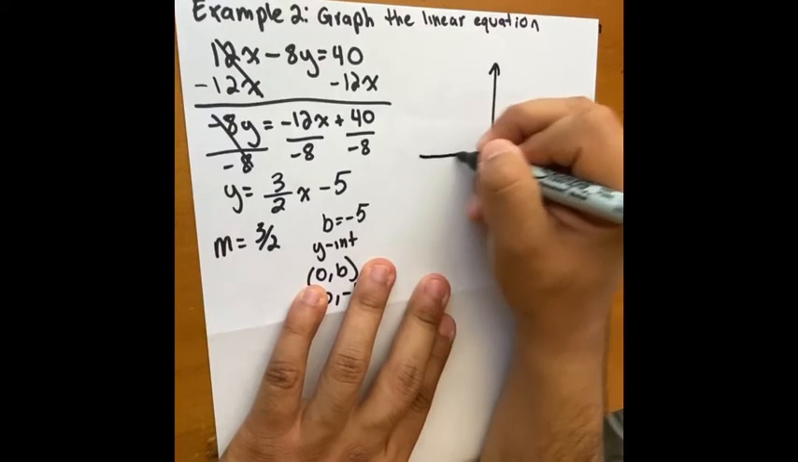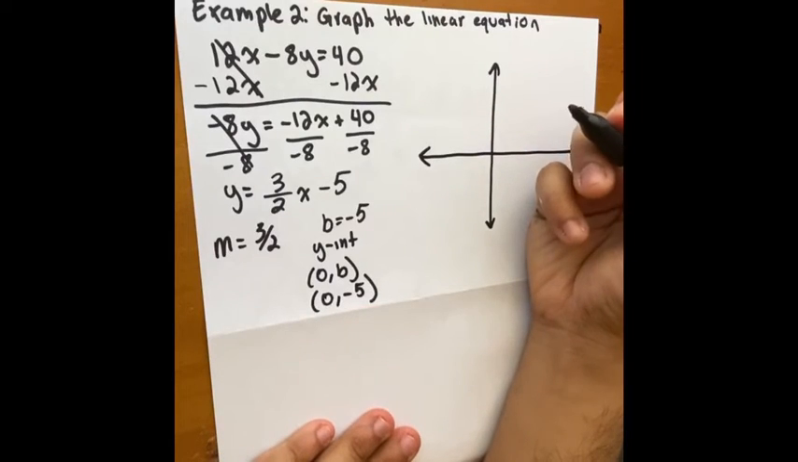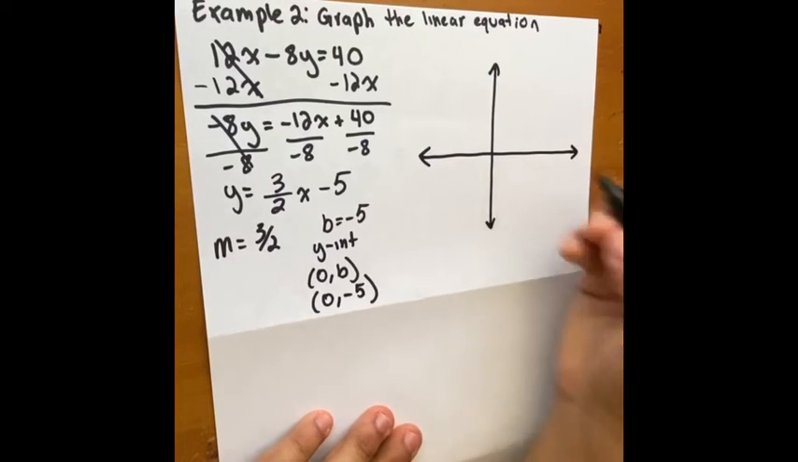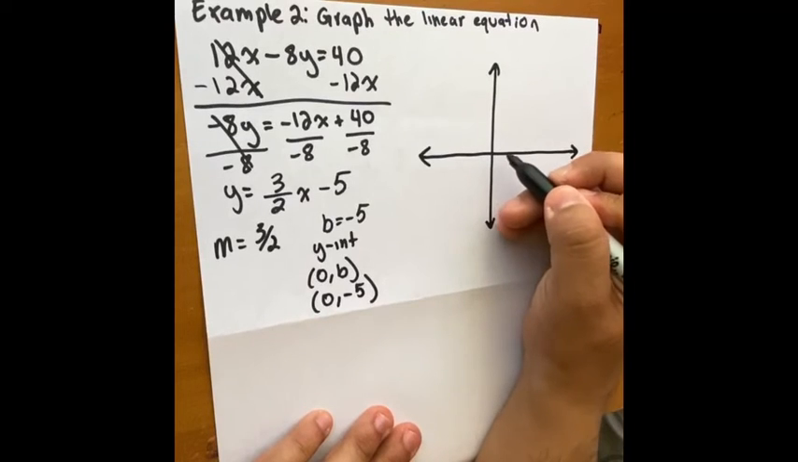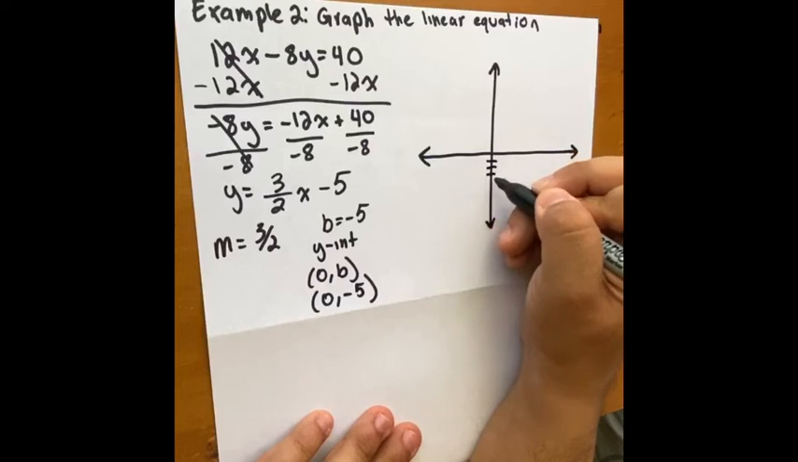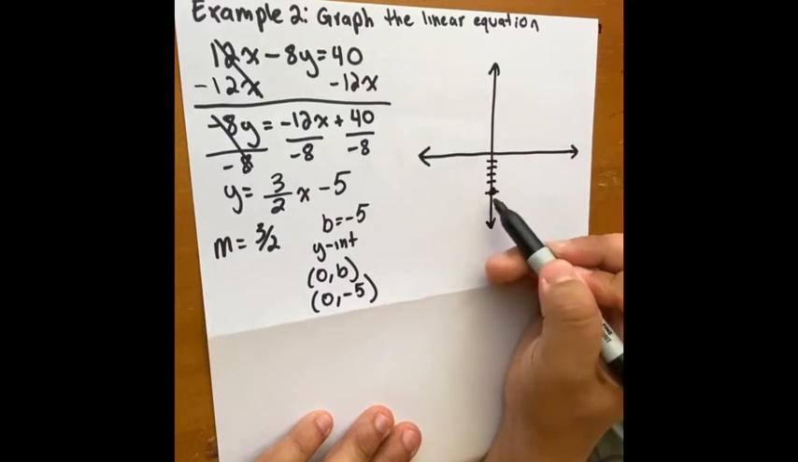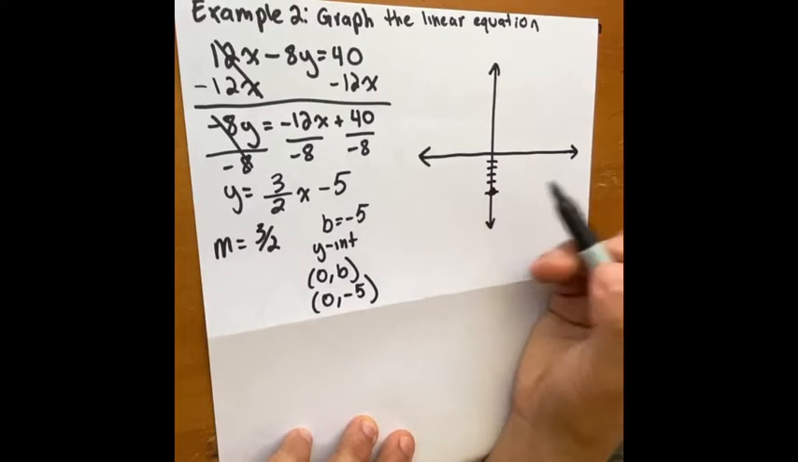with the x and y axis. My y-intercept is going to be 0, comma negative 5, so I'm going to go down 5 units. 1, 2, 3, 4, 5. So my y-intercept is my starting point.